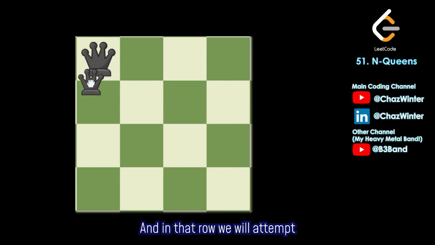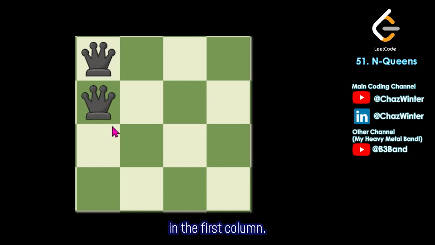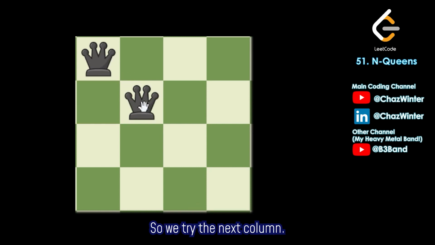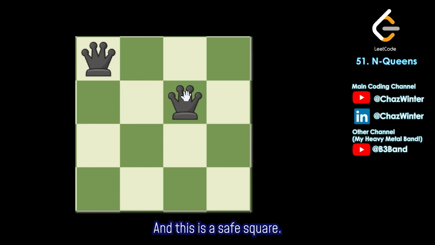And in that row, we will attempt to place a queen in the first column. Obviously, this isn't going to work. It's being attacked by the queen right above it. So we will just iterate to the next column. We won't backtrack yet. We'll just go try the next column. It's actually still being attacked. So we try the next column, and this is a safe square. So that will allow us to move on to the next row.